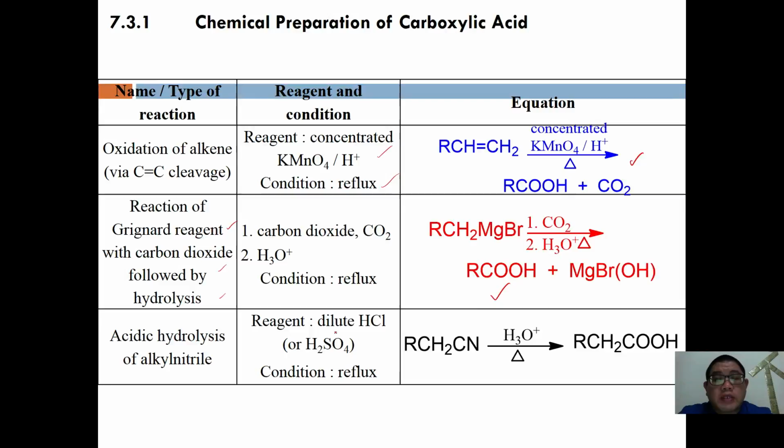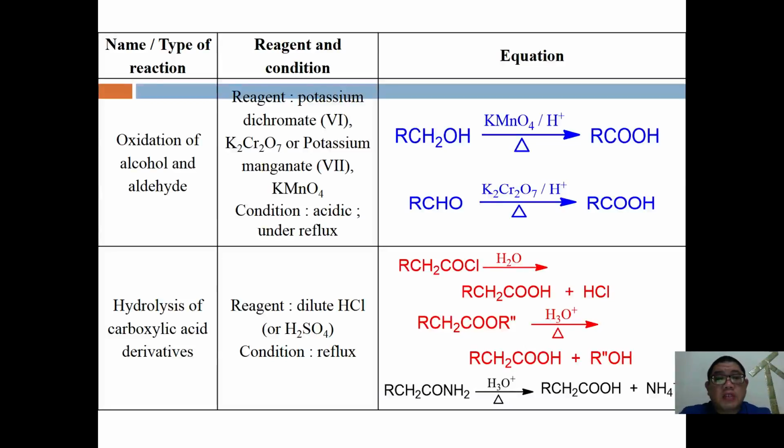You can also undergo hydrolysis of alkyl nitrile when you use dilute HCl or H2SO4 to form carboxylic acid. Oxidation of the aldehyde and primary alcohols will also give carboxylic acids, especially under reflux. And there are various ways of hydrolysing carboxylic acid derivatives by using HCl or water. So for acyl chloride, if you want to form back carboxylic acid, you use water. For ester and also amide, you use acidic hydrolysis to form back the carboxylic acid respectively. So these are the ways of how we prepare carboxylic acid.